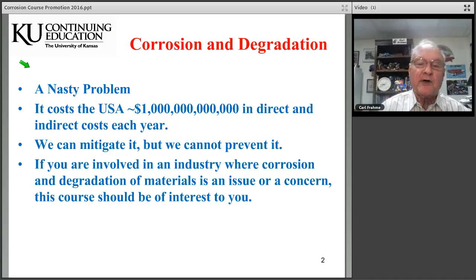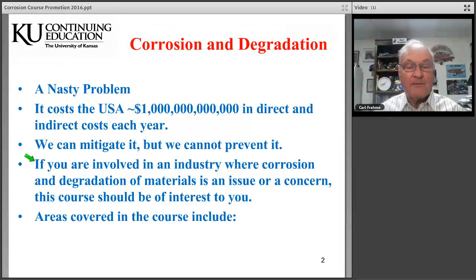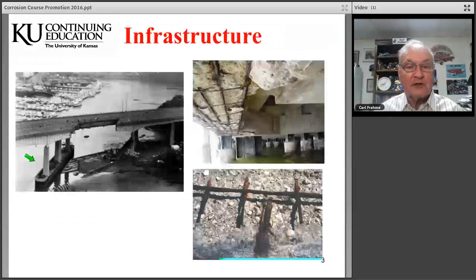So if you are involved in any kind of industry where corrosion and degradation of materials is an issue or a concern, this course ought to be of interest to you, and that includes, I think, most of us. So I hope you keep that in mind as you go through this. The areas covered in the course include the infrastructure.